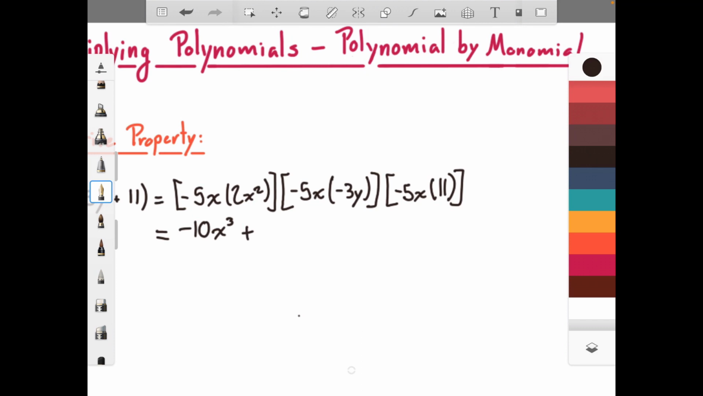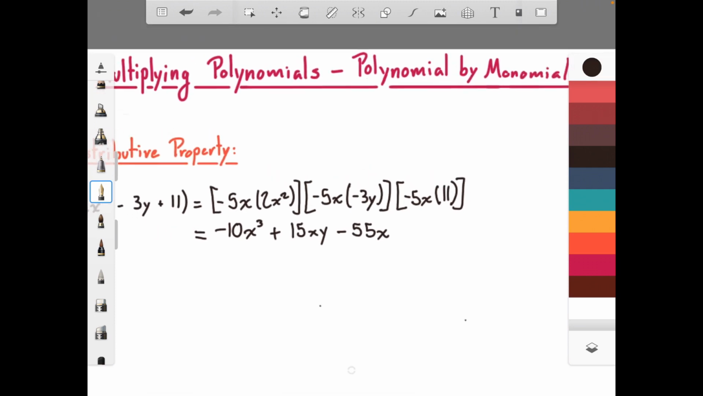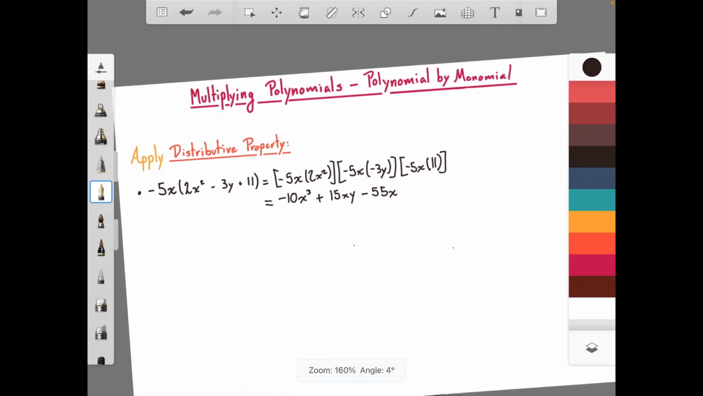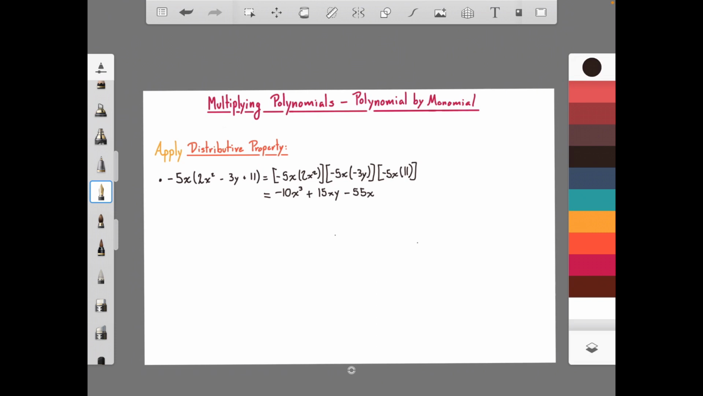Negative times negative is positive, so now we have positive 15, and x and y just give us xy. And finally we have negative 5 times 11, so it's negative 55, and the x isn't being multiplied with anything, so we just leave it like that, and that will be the answer for this particular problem. And that's what I love about this one, because you just have to distribute each specific one, and in that way you can basically solve these exercises, which are very simple.